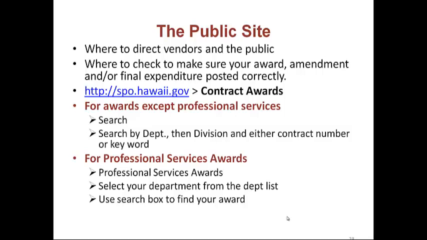A little bit about the public site, where to direct vendors and the public. It's the same site that you just used to get to the professional services. You're going to go to the main SPO website and tell vendors to click on contract awards. For all awards except professional services, they can go in and search. Professional services is in a separate database and it's searchable in the professional services. You can also search by department, division, and either contract number or keyword. For professional services awards, you can select professional service awards, select your department from the department list, and use the search box to find your award when you're checking the public site.